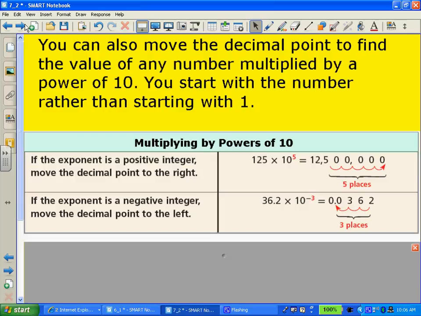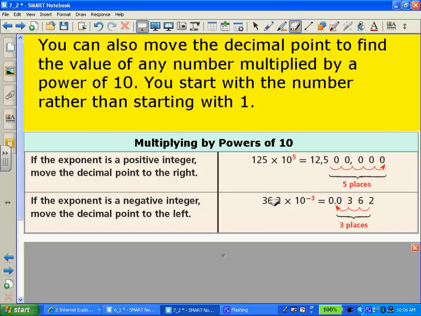Now we can also do this with more than just 10. If I have a number that's multiplied by a power of 10, I can use essentially the same rules, and this table helps me with that. So if the exponent is a positive integer, again, I'm going to move it to the right, but instead of starting at 1 like I was before, I'm going to start at the actual number that I have. So here I have the number 125, so I'm going to start here at the end of 125 and move my decimal spot 5 places to the right.